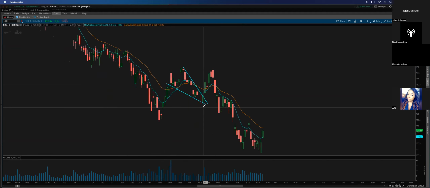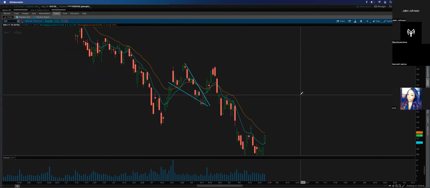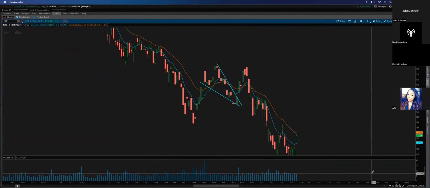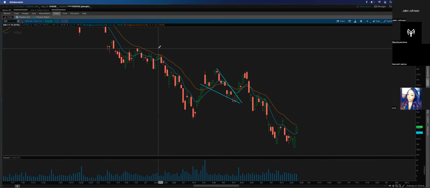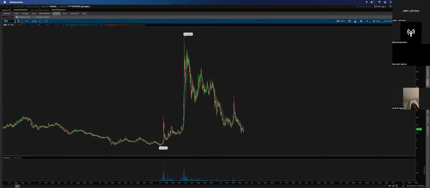Cool. Okay, so we got that down. Let me try to find some more examples for you guys. I think AMC was a symmetrical. I don't trade these as much, so it's hard to find. This is definitely not a falling wedge, so ignore that. I don't know why that's on my screen, but I'm trying to find some better examples.